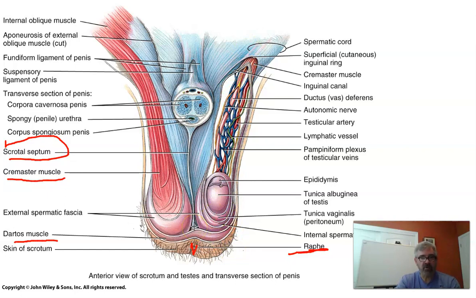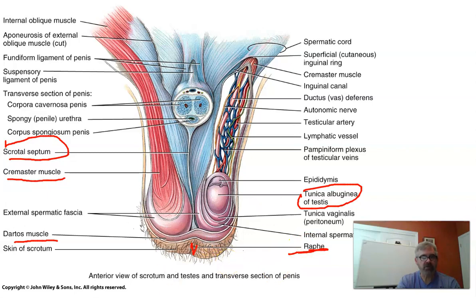The testes are partially covered by a covering called the tunica albuginea, which you see right there. That's the covering right over the surface of the testis. The capsule of this, when we look at it from a side view, so now we're going to turn, we're going to make a cut through here, and we're going to look at this from a frontal cut or sagittal cut. So let's go to this view, I believe it's right here.